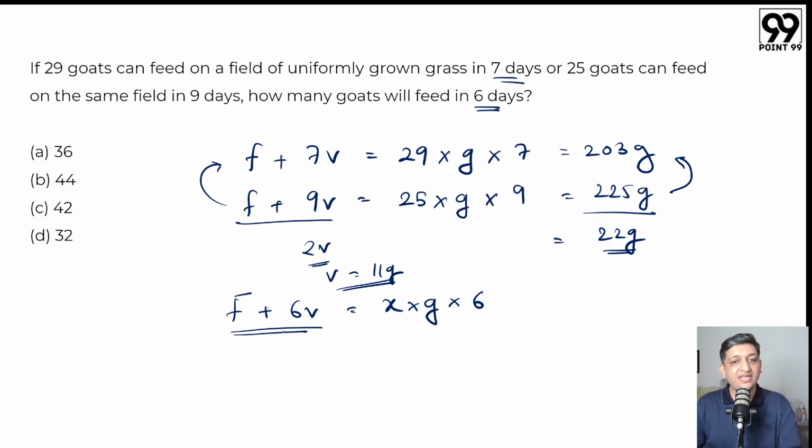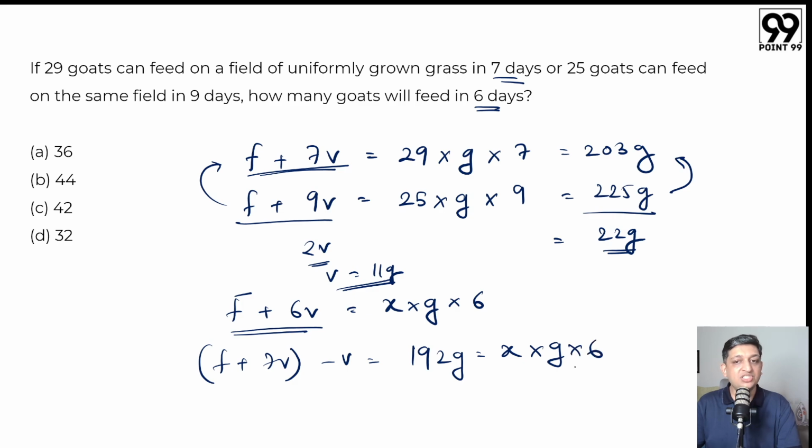f plus 6v is what we are supposed to find out. I know f plus 7v is 203g. If f plus 7v is 203g and v is equal to 11g, f plus 6v is nothing but f plus 7v minus v in a way. Now f plus 7v is 203g. 203g minus 11g is going to be 192 times g. Now 192 times g will be equal to x into g into 6.